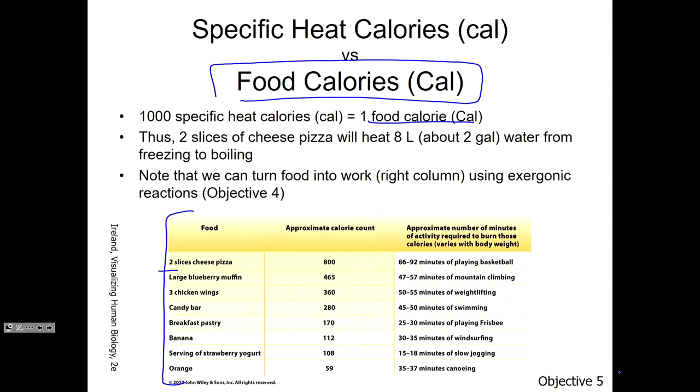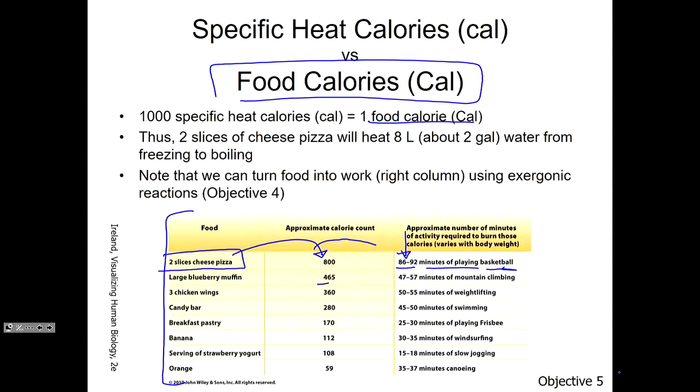Okay, so we get food calories, and I love this chart because who in the world came up with this? They're like, hey, if you eat 2 slices of cheese pizza, that's about 800 calories. That part I'm cool with. I'm like, yeah, great, we can find calories for everything. And they're like, just if you want a point of reference, that's like 86 to 92 minutes of playing basketball. How would you ever know this, right?